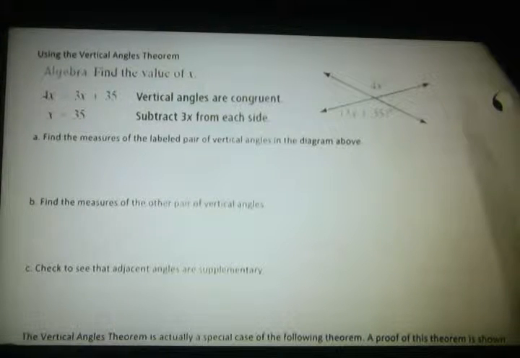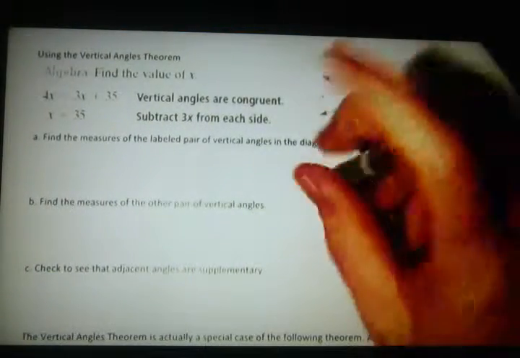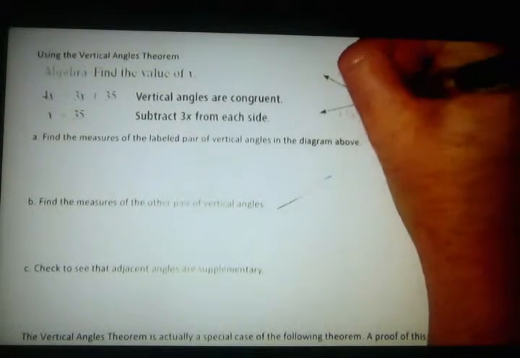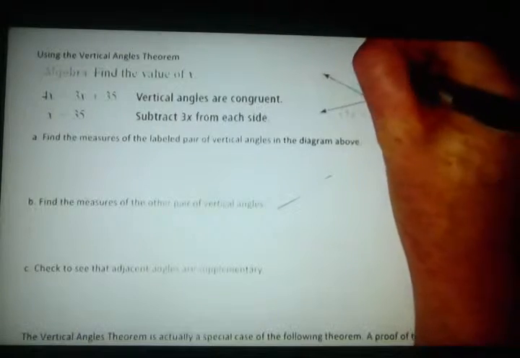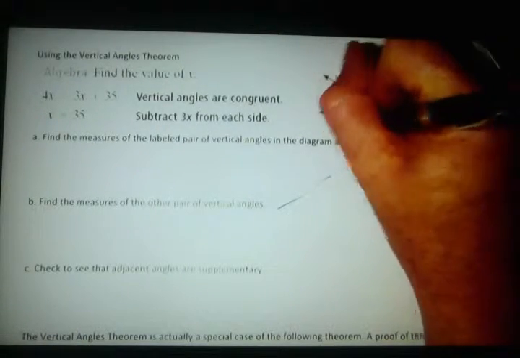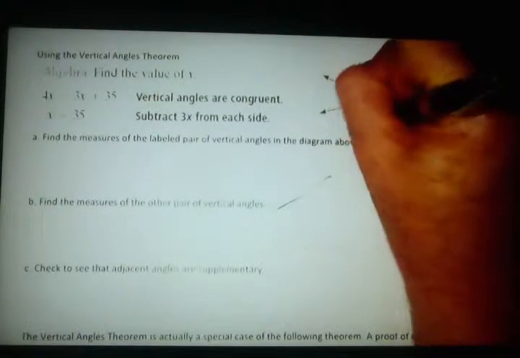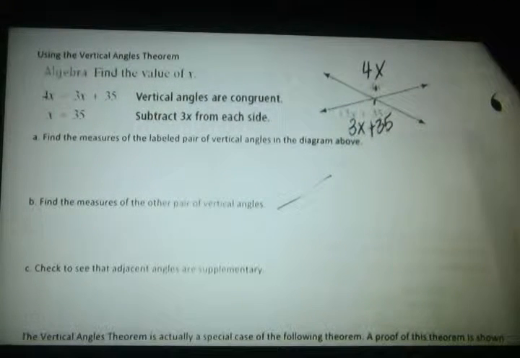Using the vertical angle theorem. Love that vertical angles is a theorem. Trust me, it makes your life way easier. Because I can just look at this and say, boom, they're vertical. That means they're equal, okay? If you couldn't see, sorry, I meant to do that first. This is 4x. This is 3x plus 35. Okay, so vertical angles is really awesome, just to be able to say that they're congruent.